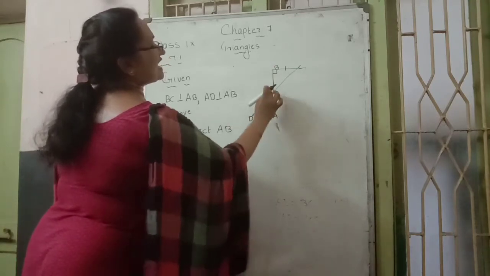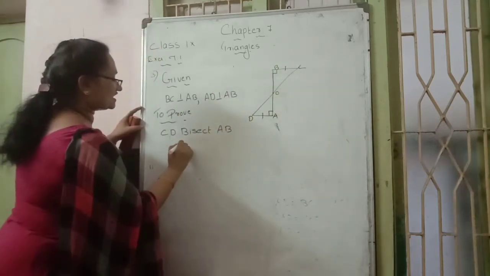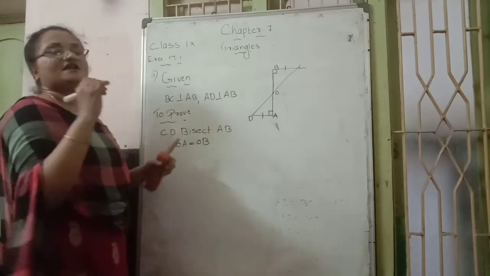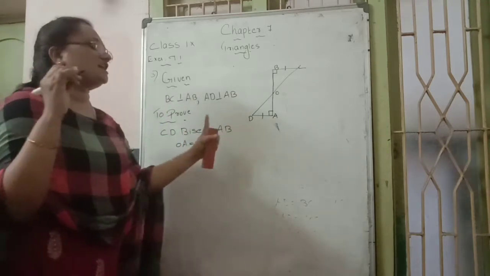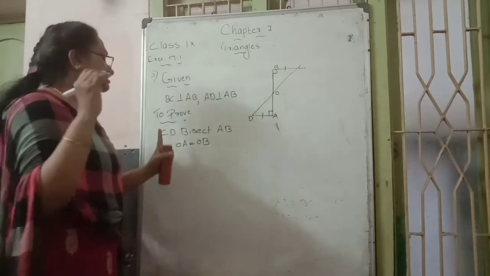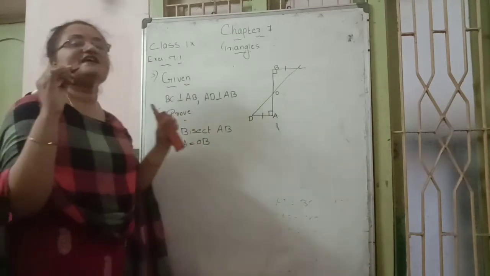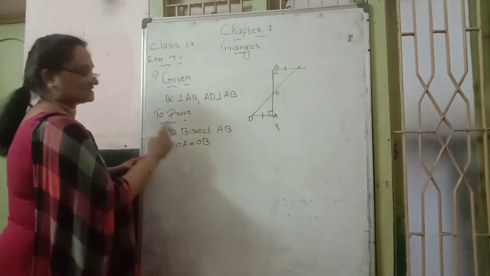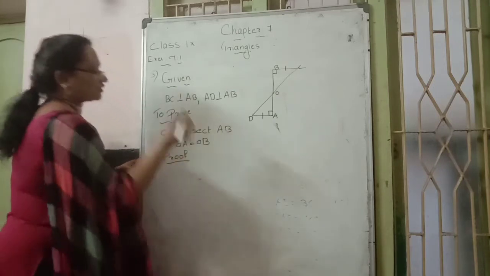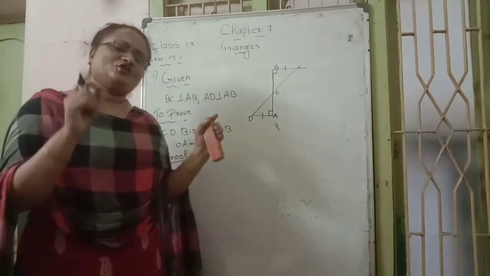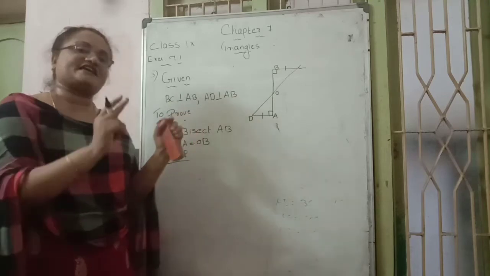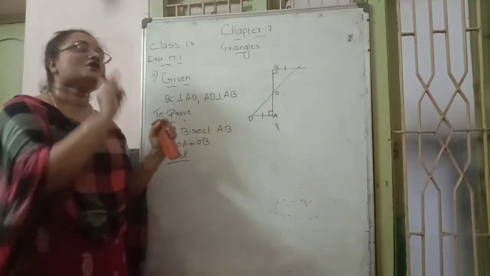the OA line and OB line. So we can say that OA line is equal to OB line. CD bisects AB means it cuts into two equal sides, which are the OA and OB lines. We want to prove these things. Here there is no construction, that's why we can go directly to the proof. Always in a geometry triangle chapter, we need two triangles, then only we are able to prove.